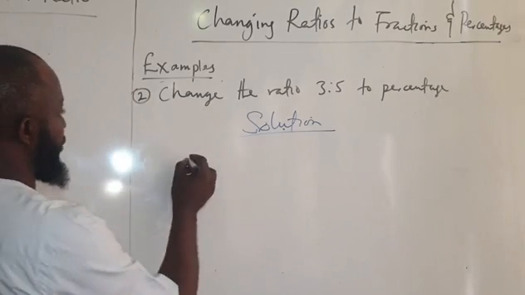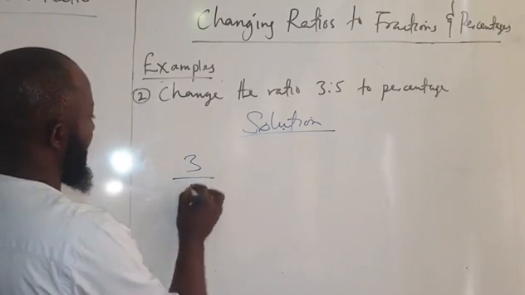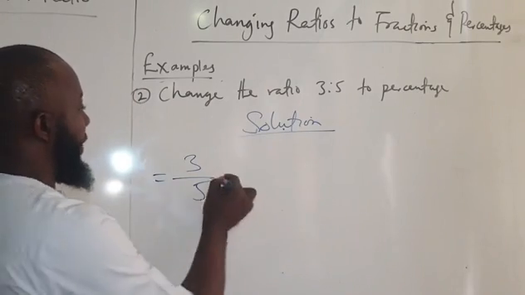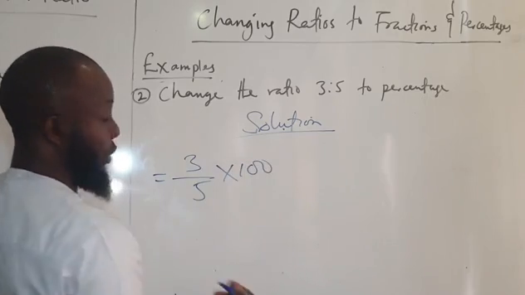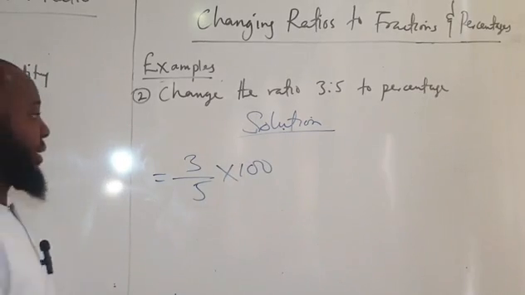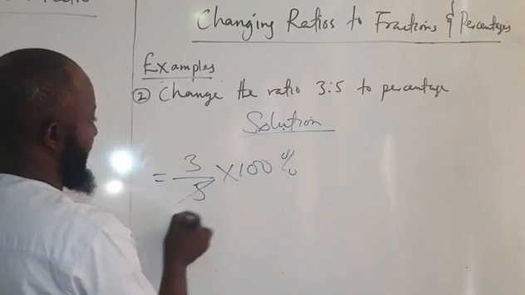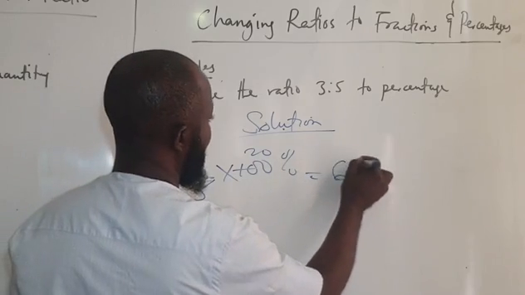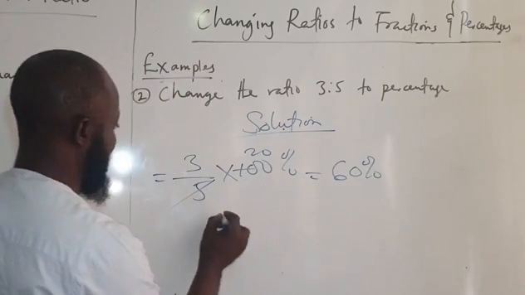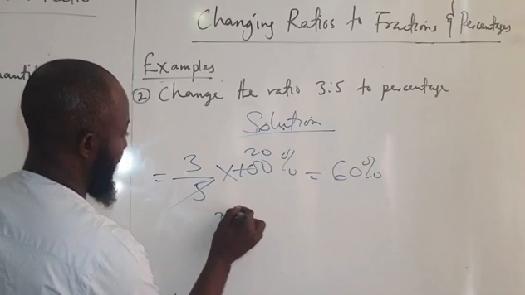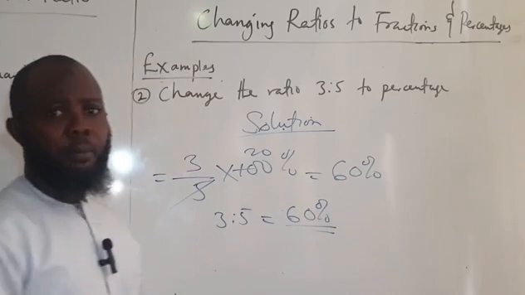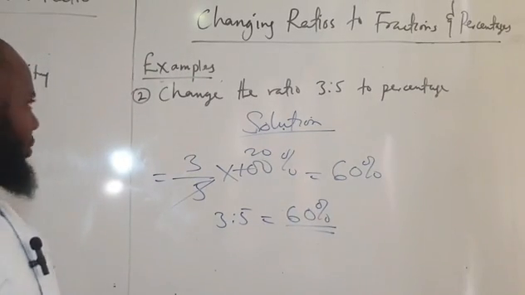So the first thing we're going to do is change this ratio to a fraction, 3 over 5. Then multiply by what? 100. You have changed it to percentage. So 5 into 100, 5 times what? 20. 20 times 3 gives us what? 60. This will be 60%. So which means that ratio 3 to 5 is what? 60 percent. I hope this is very clear to you. So that is that on this.